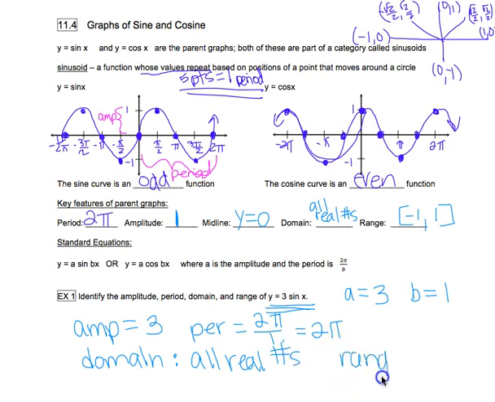Range, however, does change based on the amplitude, because if I've got my middle here and I go 3 units up for the amplitude and 3 units down, that means I'm going from -3 to +3, and that would be my range. So range is going to change based on the a value. Period might change based on the b value. In this case, it didn't because it's 1, and that's how we do those types of transformations.